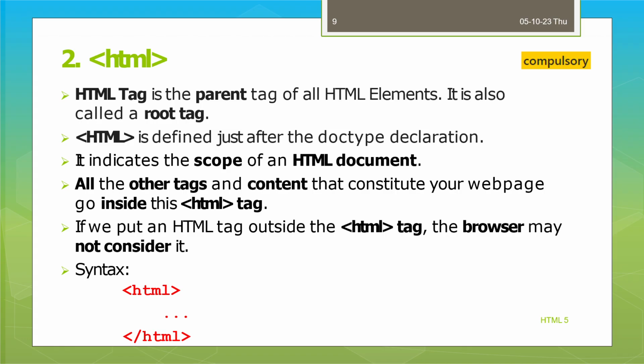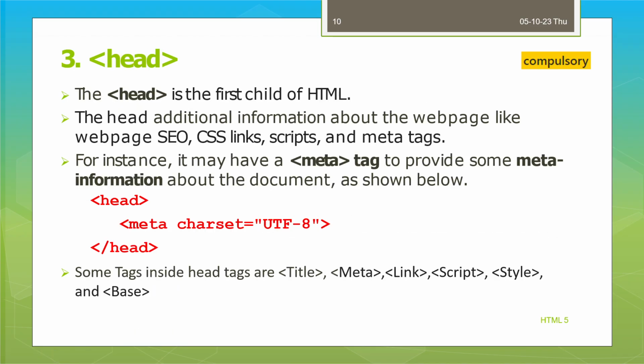Followed by doctype HTML, the parent tag is the HTML tag. The root tag is the HTML tag. The HTML tag syntax has an open tag, the body of the document, then the close tag, right? So the HTML tag is the root element. It is also called the parent tag. The child tag of HTML is the head tag. The head tag is the first child of the HTML tag.